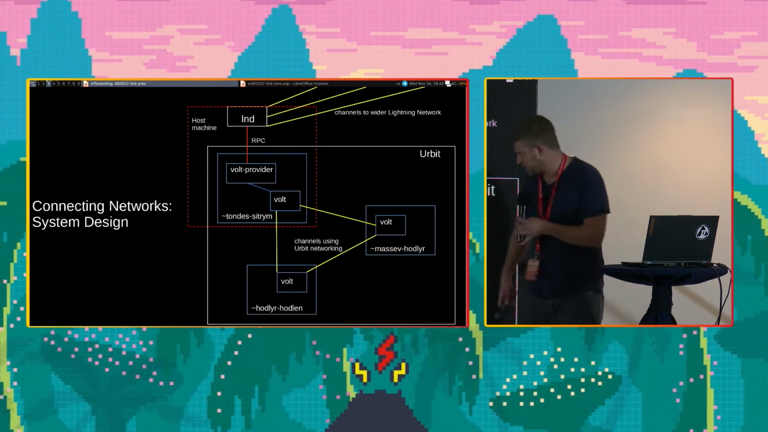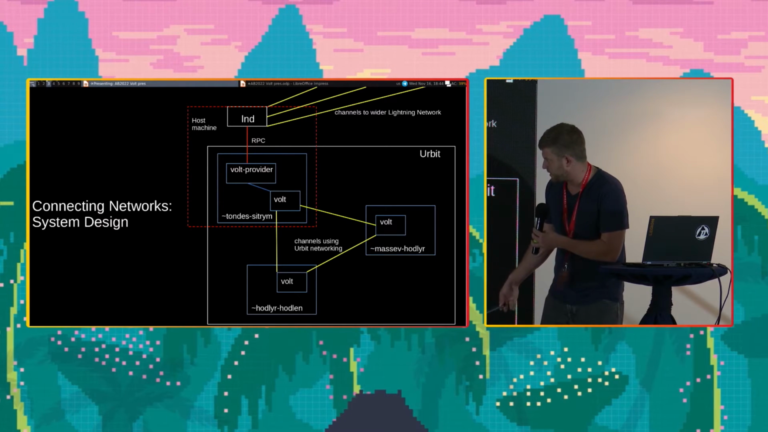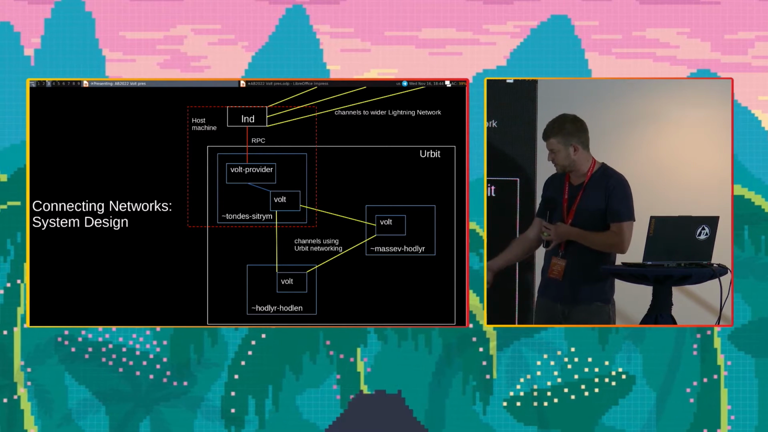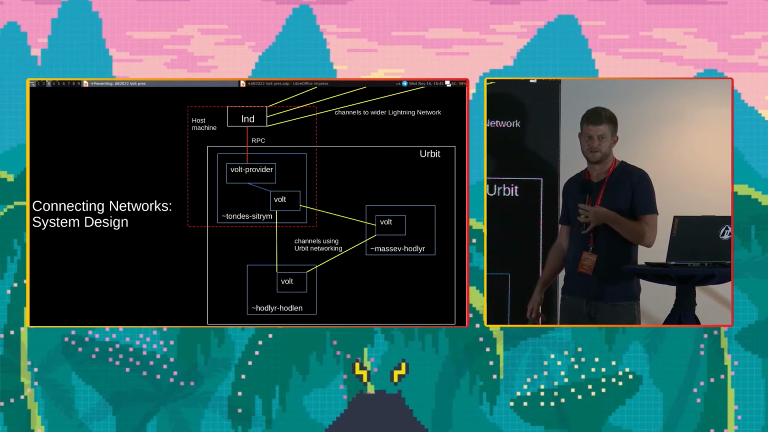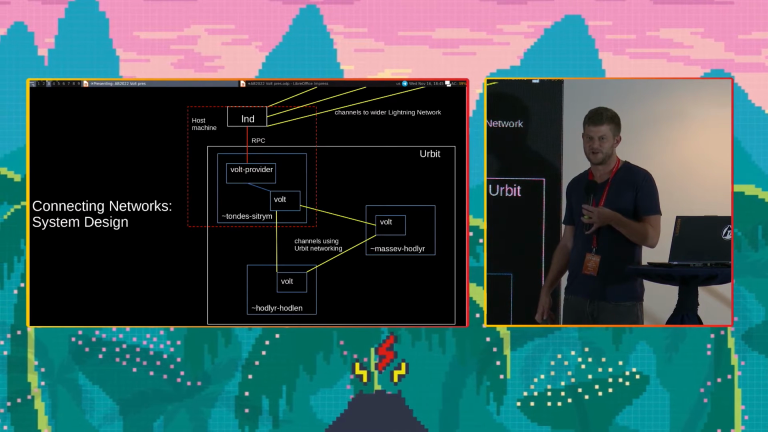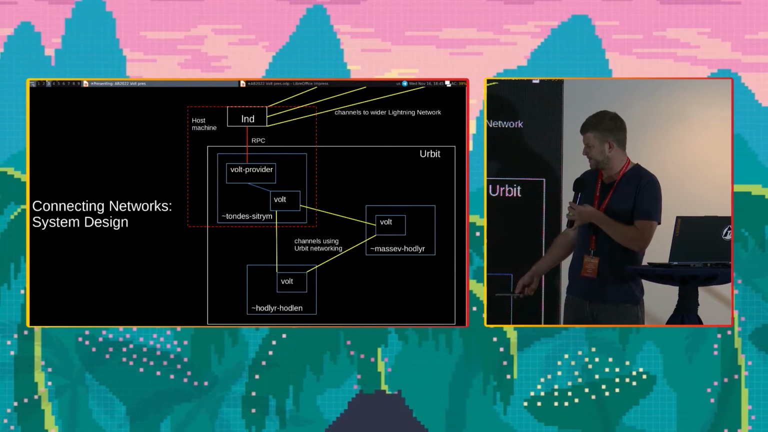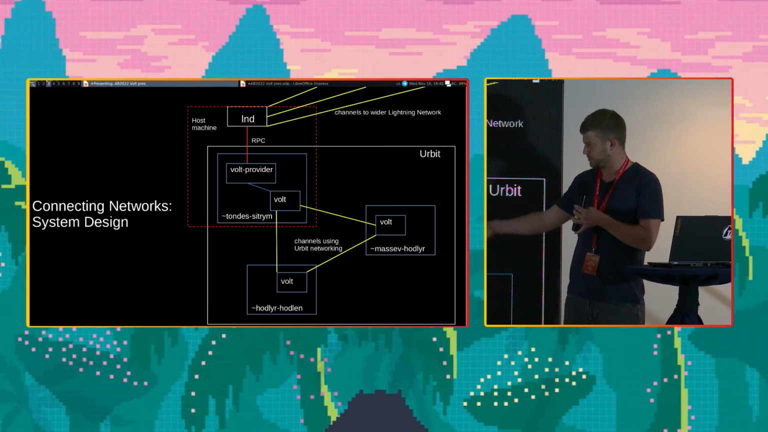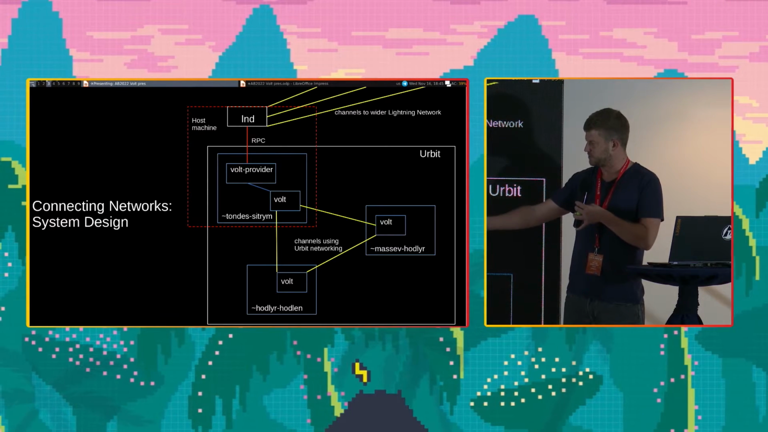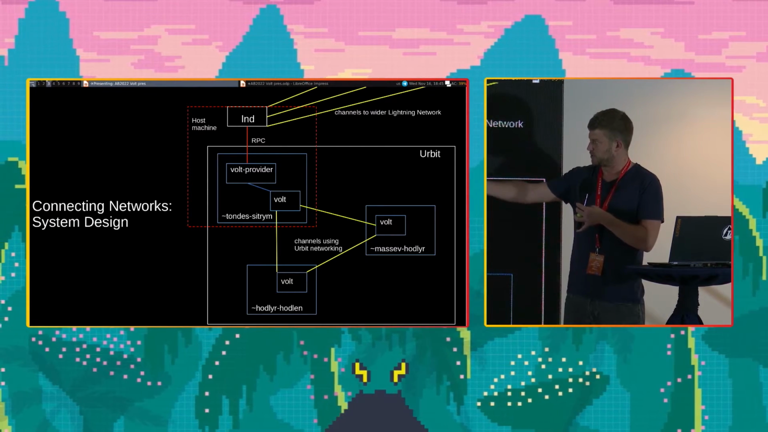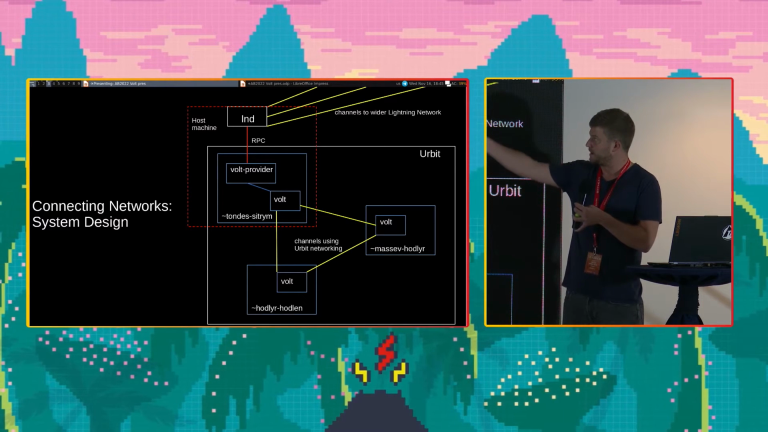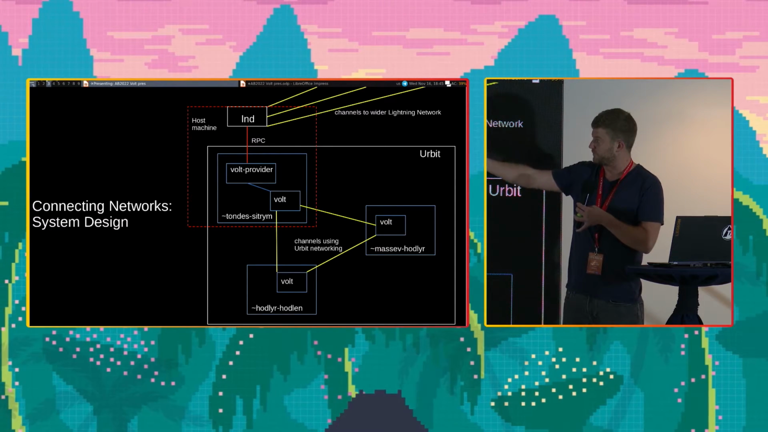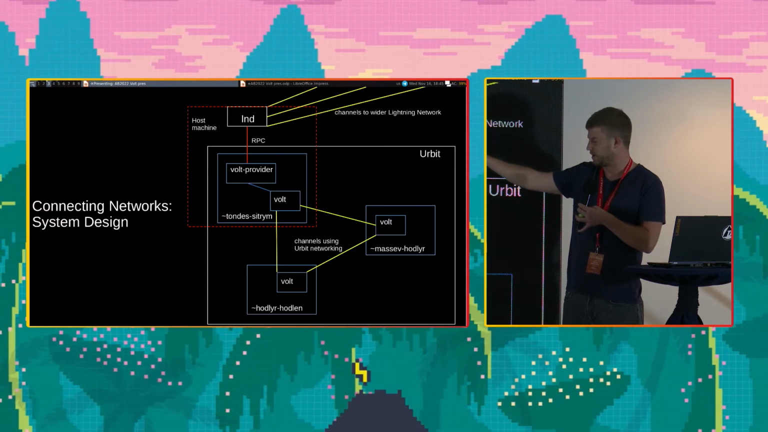So here we see different ships on the Urbit network, different Urbits. Massive Hodler and Hodler Hodlin are actually valid human readable identities on Urbit. I know Hodler Hodlin. So Volt allows these people to open channels in between. There's me, Tonda Sitrime. I'm also running Volt Provider on my ship and LND on the host machine. And so Volt Provider talks to LND over RPC.